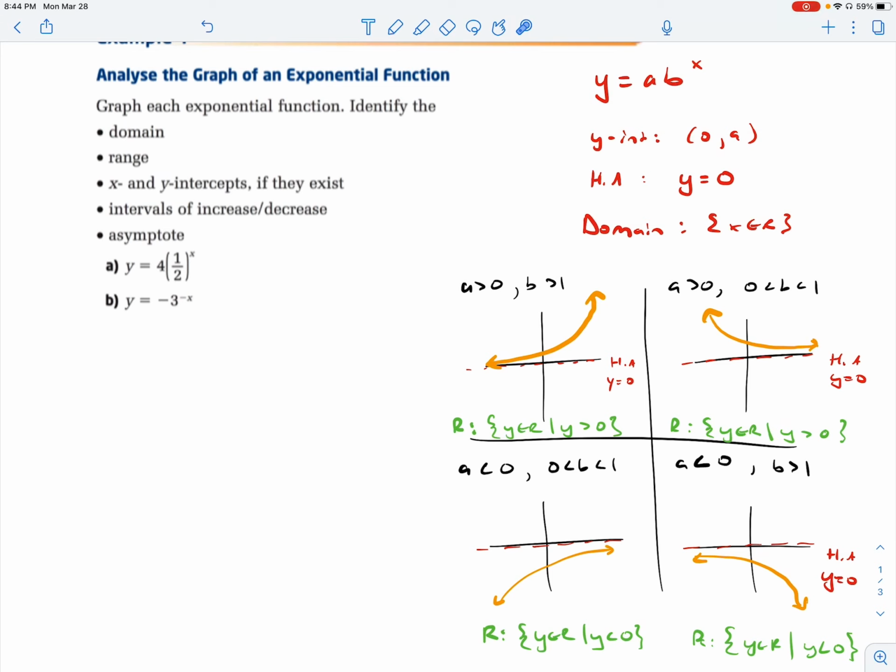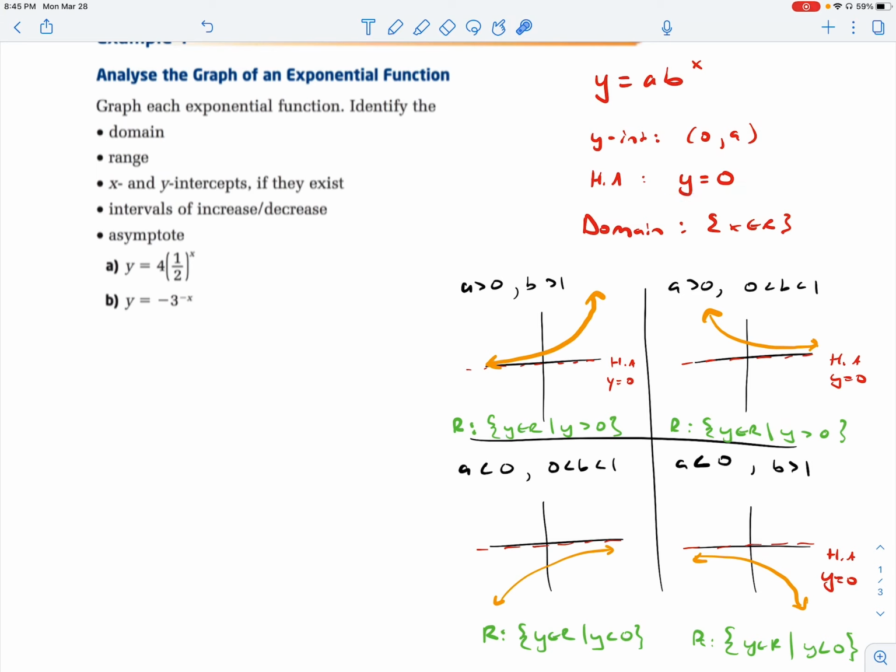So what's true about this? Well, we know that the y-intercept is always going to be at the value of a. So the y-intercept will always be the point (0, a). That's because if you plug in 0 for x, this whole term goes to 1, and then you're left with just a. We also know that there is a horizontal asymptote at the line y equals 0.